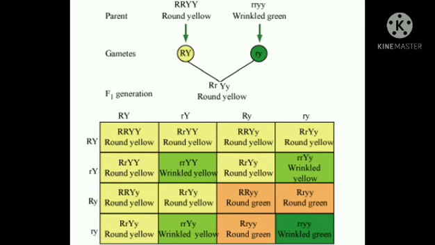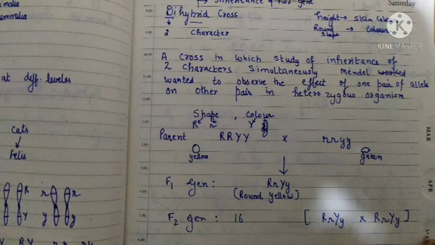Now, it has already been told to you how to form gametes. Since it is a homozygous parent, you will take capital R only one time and capital Y only one time. Similarly, in the other homozygous parent, with wrinkled and green seeds, during gamete formation you will take only one small r and one small y. After crossing the parents, the F1 generation is heterozygous, round and yellow, that is capital R small r, capital Y small y.